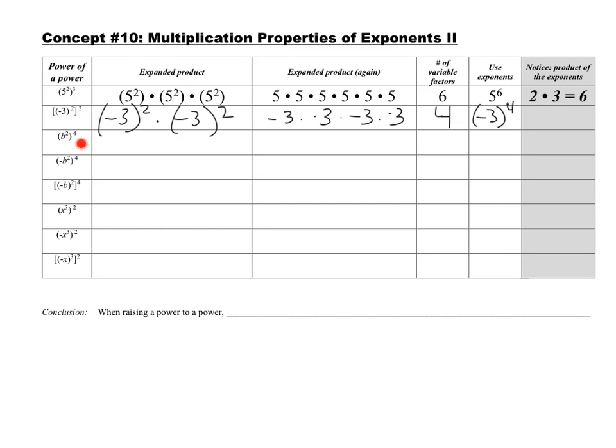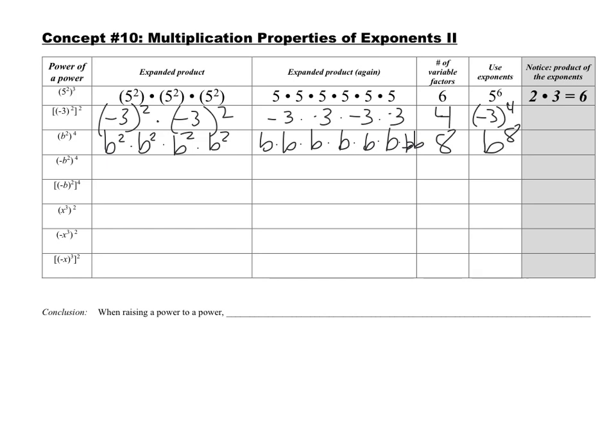Okay? Now let's look at the next one. We look at the outside exponent first. That's a 4. That means the base of the 4 is b squared, so I'm going to take b squared 4 times. I'll write that out first: b squared times b squared times b squared times b squared. Now I can take the b squareds out even further, which brings me to b times b times b times b times b times b, 1, 2, 3, 4, 5, 6. Oh, I need 2 more b's, times b times b. So I have a total of 8 b's, which means I can rewrite the expression as b to the 8th.